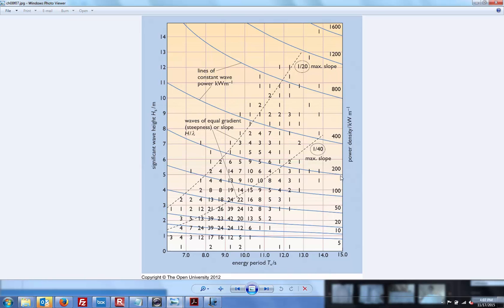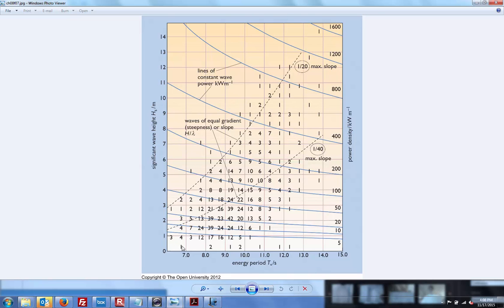Okay, so back to this figure though. The numbers on the graph denote the average number of occurrences of each combination of H sub S and T sub E in each set of 1,000 8.6 hour-long measurements made over 1 year. So this is real data. Someone sat there with their height meter and period meter and measured for a full year. And you can see that there was one fine evening where a 1,600 watt per meter wave came in.